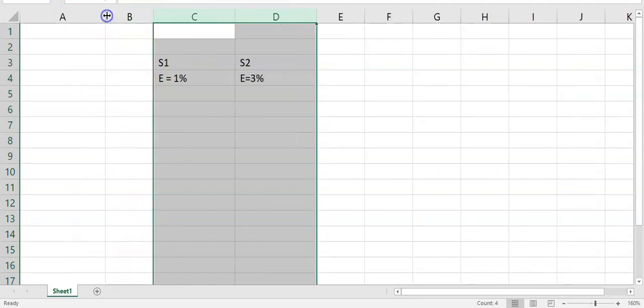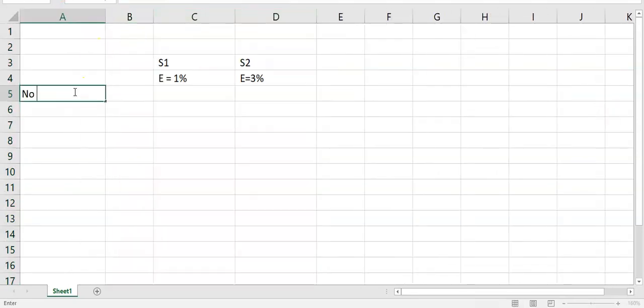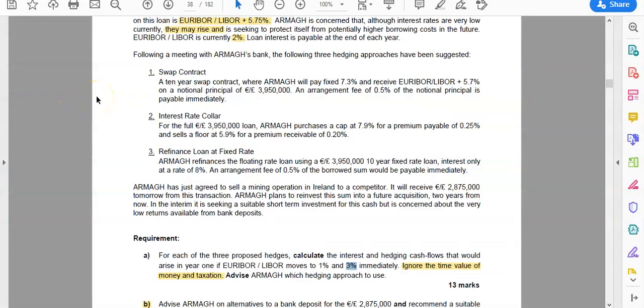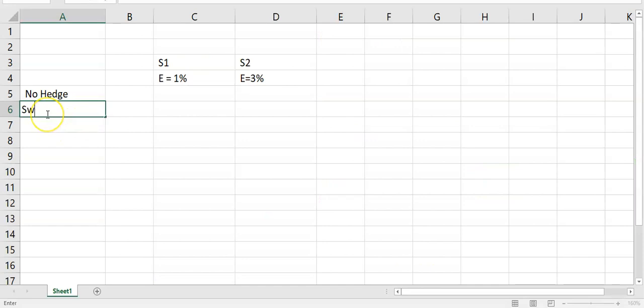And what we're going to say here then is no hedge. Now that's not required here, but we're going to do it for tutorial purposes. We say if you don't hedge it at all, what are the possible outcomes? So it's no harm because it's often asked in other ones. Then we're going to say the swap. Then we're going to have the interest rate collar. And finally, we're going to have the fixed rate.